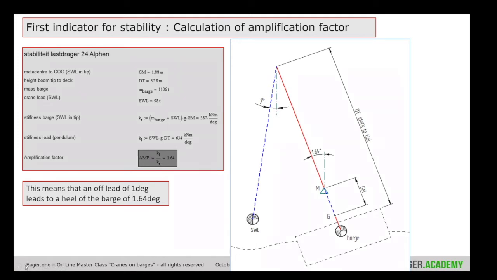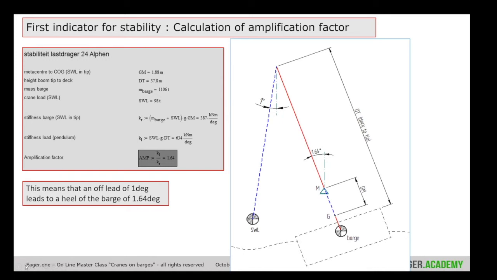So how to interpret this? The market and the standards don't give a good answer on that. And we gave this as maybe a better interpretation of stability. What we do is we see the complete system as two pendulums. The first one is the pendulum of the complete system, so the mass in the tip of the crane and the mass of the barge at the end. And then you have a shifted GM value, as you can see in the right picture, a shifted G. The small dotted blue line is the GM value when the SWL is in the tip of the crane.